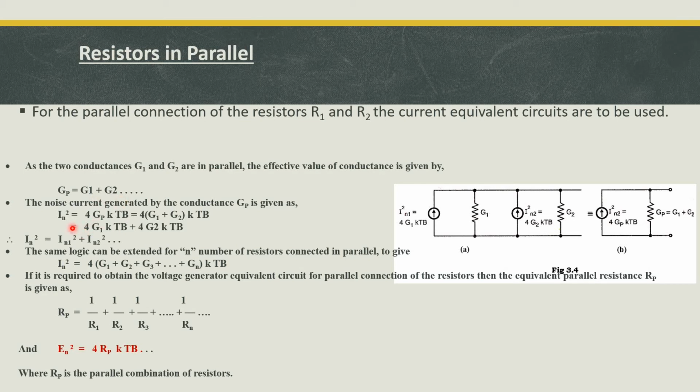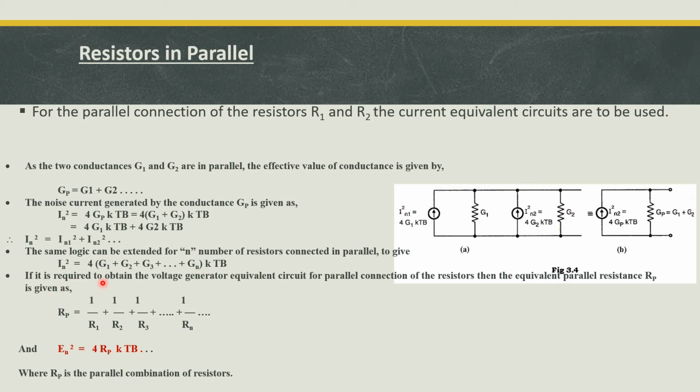So the current due to both conductances G1 and G2 will be replaced as 4 (G1 plus G2) multiplied by kTb. In a similar manner, the total current IN square is equal to I1 square plus IN2 square, and so on. So whatever the number n of resistors connected in parallel, by using this formula we are able to calculate the total noise current IN square. You can put it as G1, G2, G3 and so on up to Gn, and kTb.